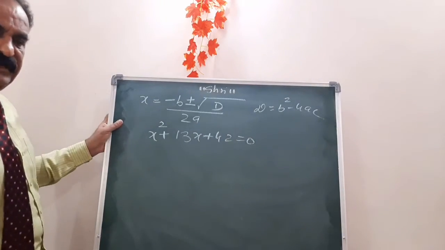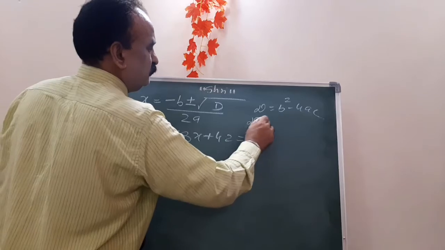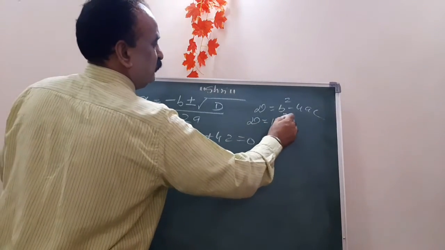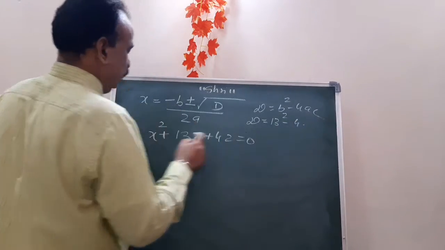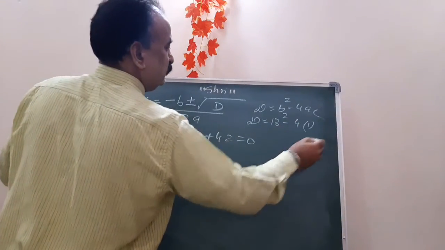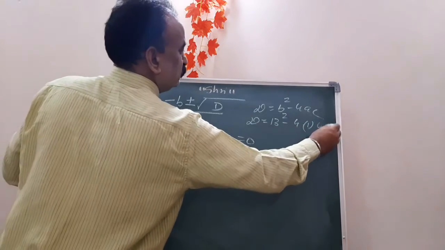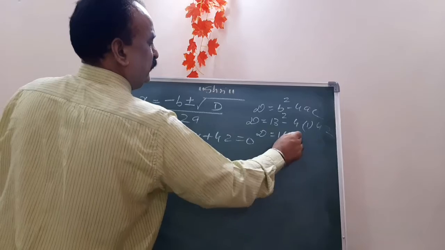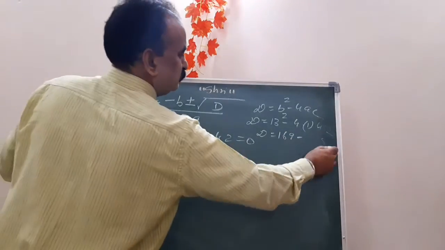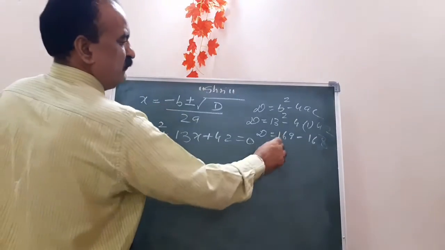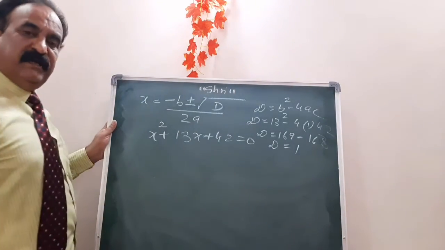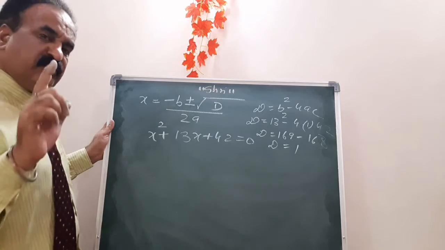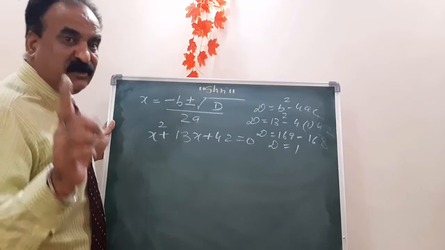Just you find d. D is equal to b square, b is 13. So 13 square minus 4 into a is 1, into c is 42. So d is equal to 169 minus 168. So d is equal to 1. If d is equal to 1 it means d is greater than 0. 1 is greater than 0. It means roots are real but not equal.